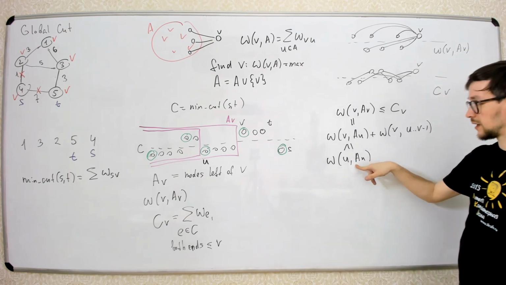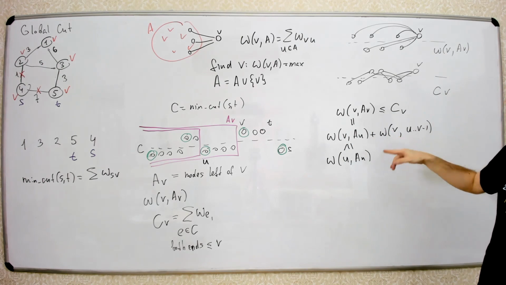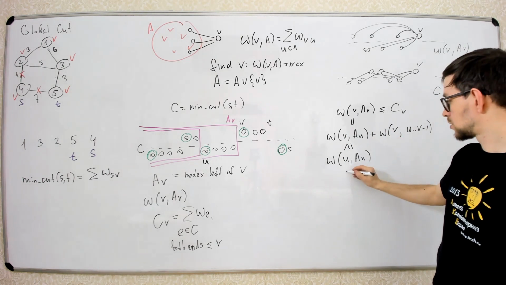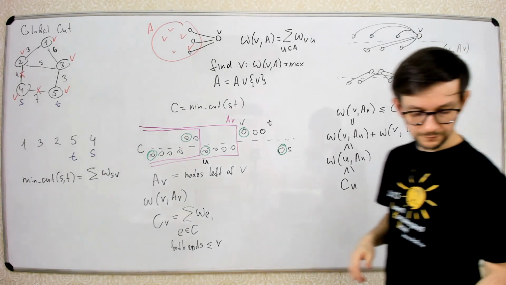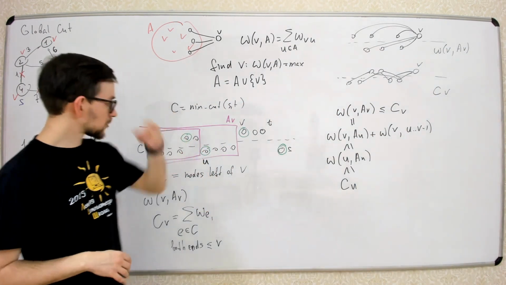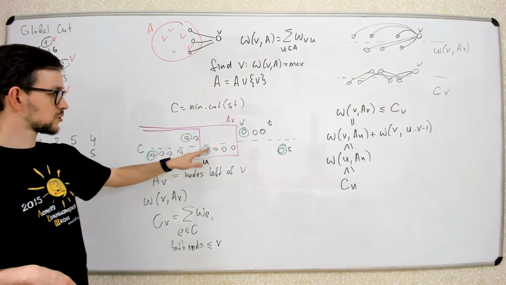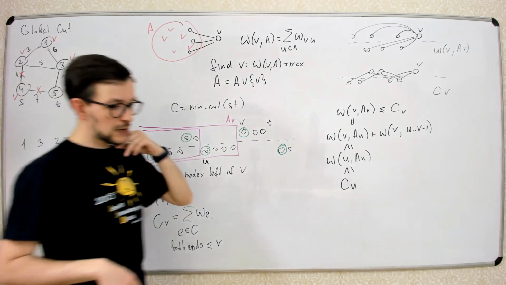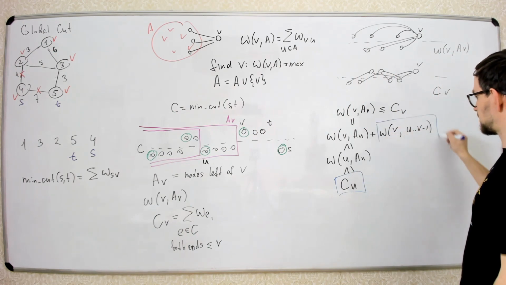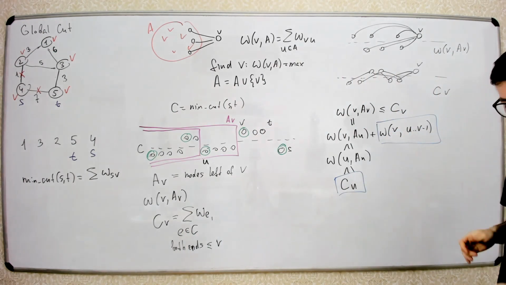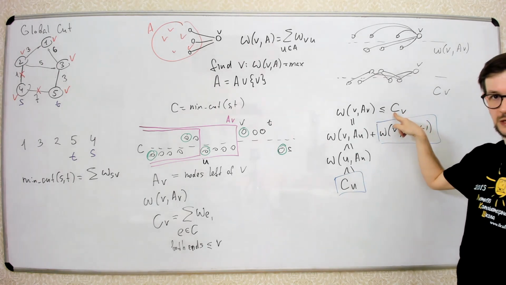And this sum, as we just proved by induction from left to right, is less than or equal to C_U, because this is also an interesting node. For this interesting node, we already proved that the sum is less than or equal to C_U. Now we have C_U plus the weight of these edges, and I claim that all of these edges belong to the cut C_V.